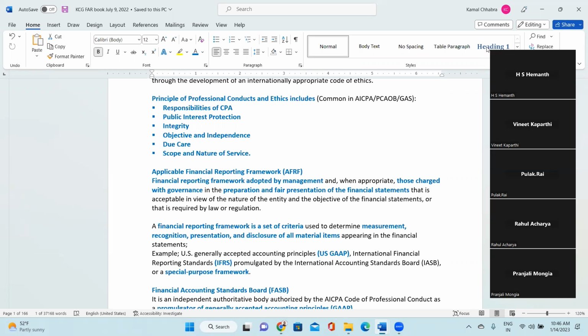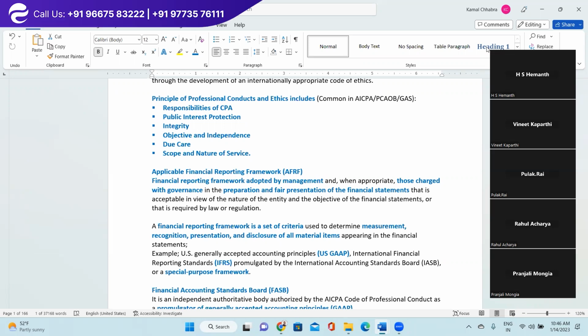The next one is due care. What is due care? Any idea? Any idea what is due care? And why as a CPA we need to give due care? Rahul? So due care is, it allows the auditor to obtain reasonable assurance so that there is no material risk in the financial statement.